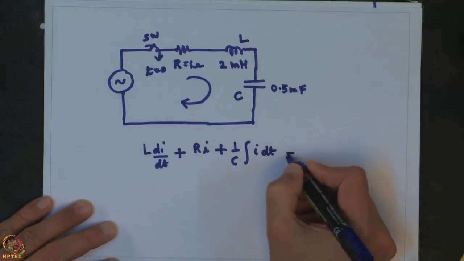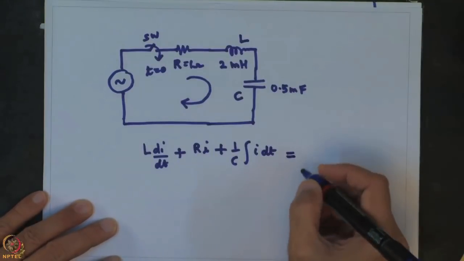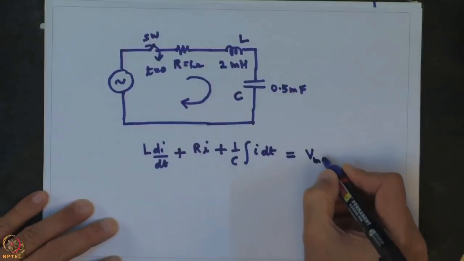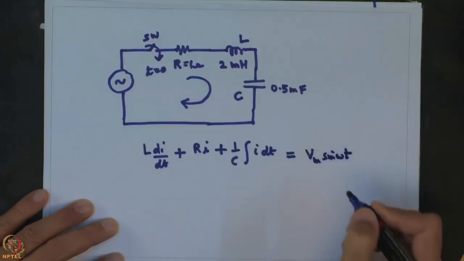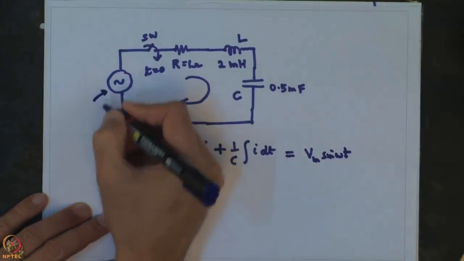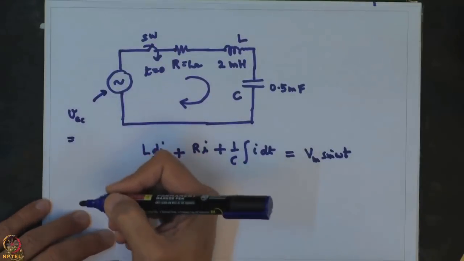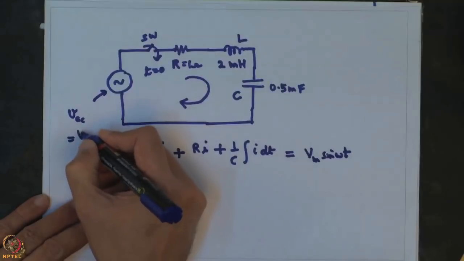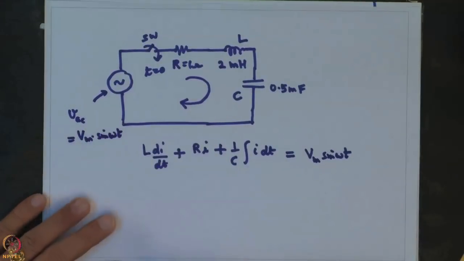Now the summation of these three terms is equal to Vm sin omega t, where Vm sin omega t is nothing but the AC source that is applied to the network. V_AC is equal to Vm sin omega t.